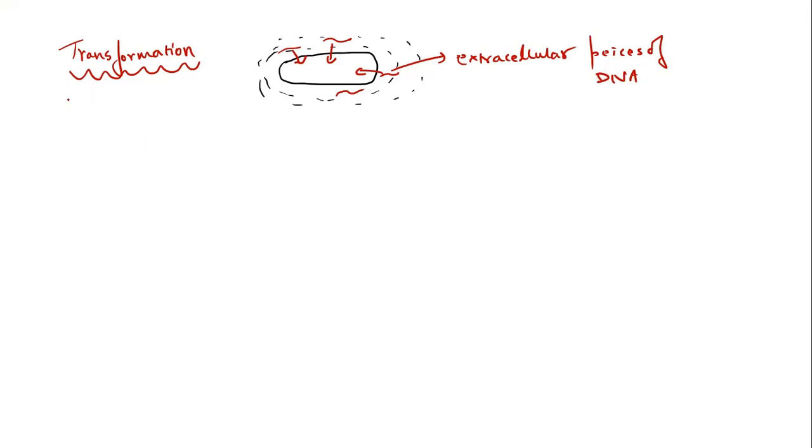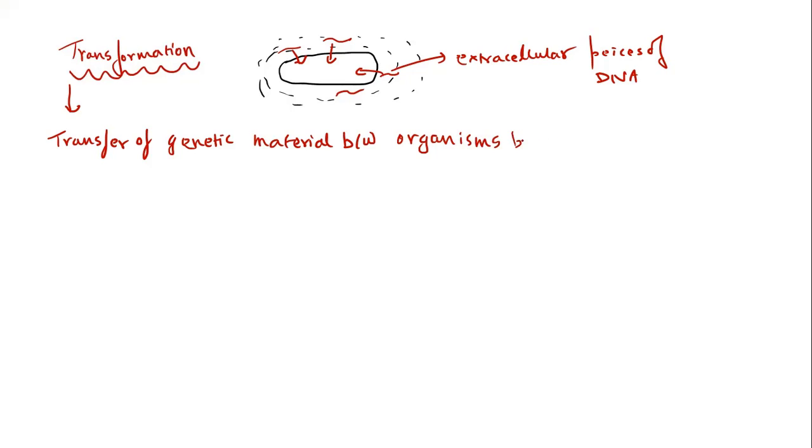So how do we define transformation? It is the transfer of genetic material between organisms by small extracellular pieces of DNA, right? Small extracellular pieces of DNA.